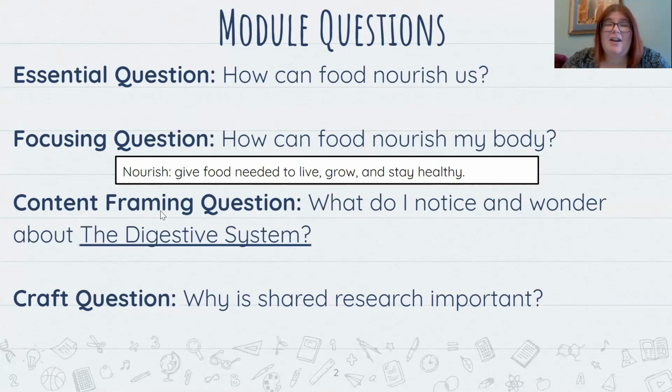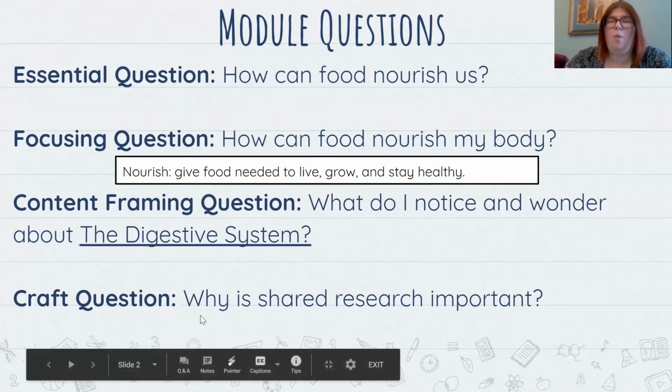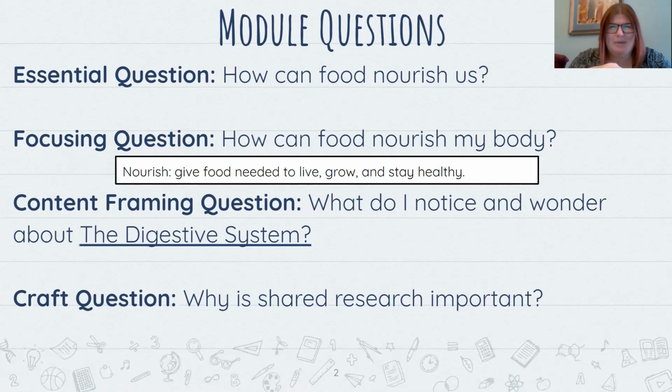And our lesson today, our content framing question, let's read that one together. What do I notice and wonder about the digestive system? Okay, that was in our I can. So this is already something we're going to be exploring today. And our craft question, let's read that. Why is shared research important? Another I can. So all of these questions are coming into the things we should be able to do by the end of this lesson. Let's get going.